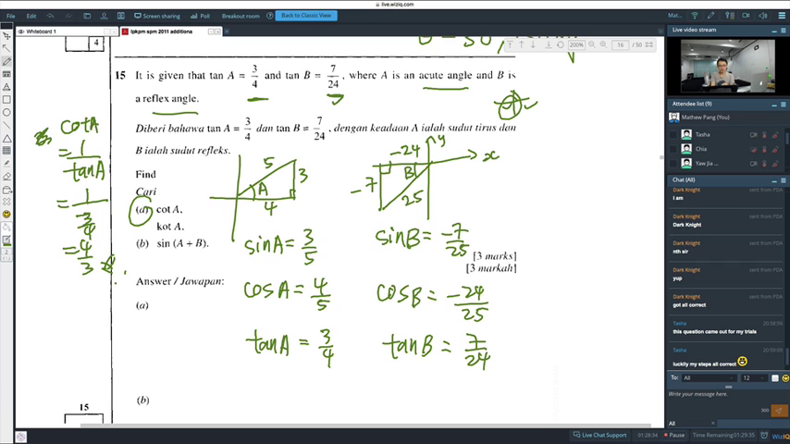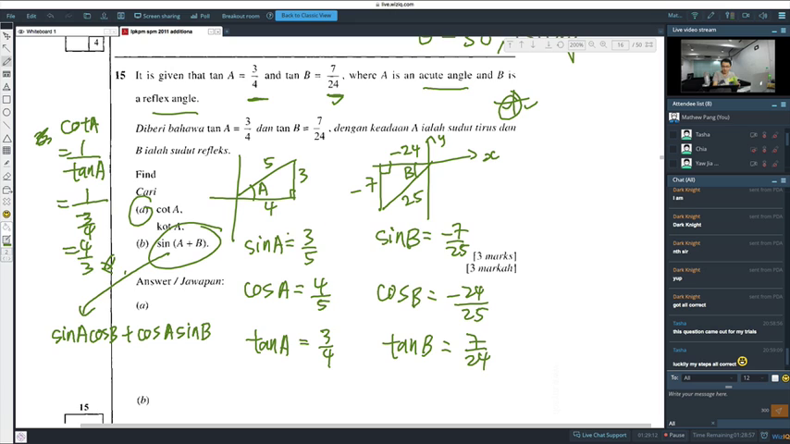Okay, simple. Then sine of A plus B, this one you have to follow back the formula. What is sine of A plus B? Sine A cos B plus cos A sine B, something like that. I kind of forgot the formula, just give me a moment. Yeah, sine A cos B plus cos A sine B, correct. This is the formula for sine of A plus B.